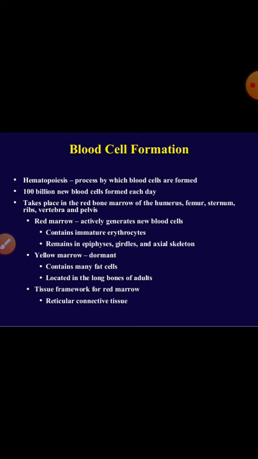Red marrow is where new blood cells arise, that is, from hematopoietic stem cells. Red bone marrow contains immature erythrocytes. They remain in the epiphysis, girdles, and axial skeleton, while yellow bone marrow is the dormant type, that is, it contains many fat cells. They store fat and are located in the long bones of adults. There is a tissue framework for red bone marrow, and this is the reticular connective tissue.